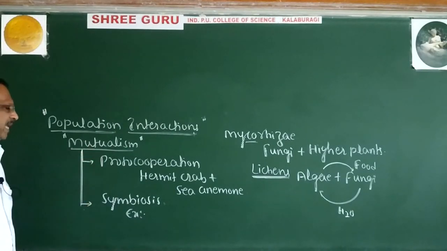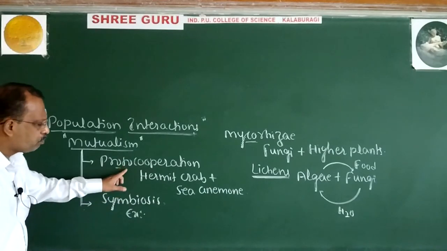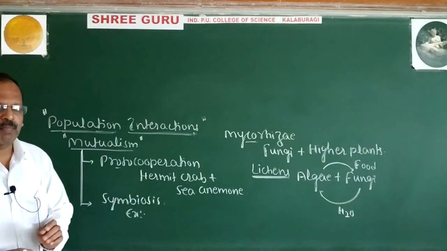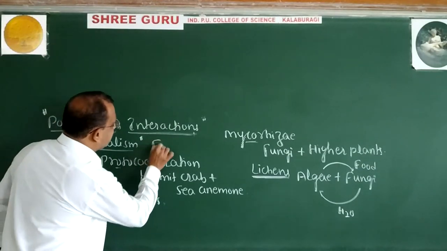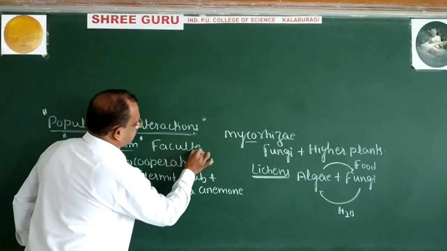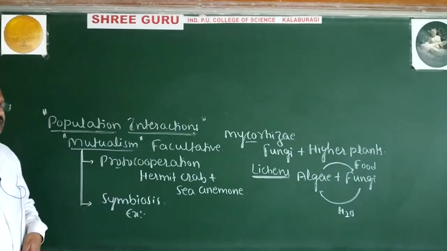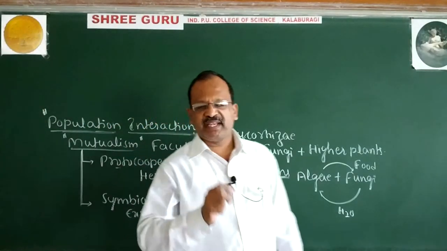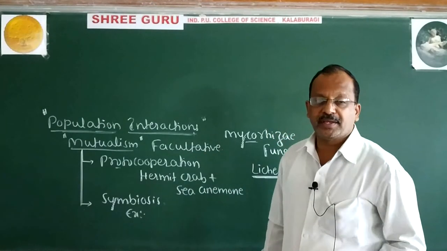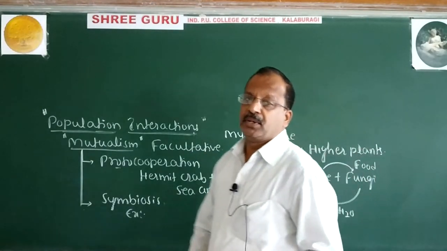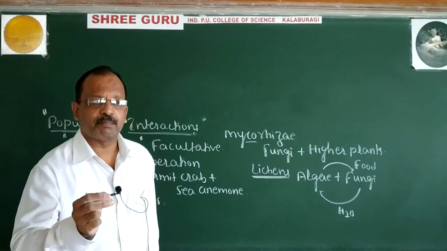Mutualism is of two types: proto-cooperation and symbiosis. In proto-cooperation, both the partners will get benefit, but the association is facultative. Now the question arises, what is the meaning of facultative? One can live separately.